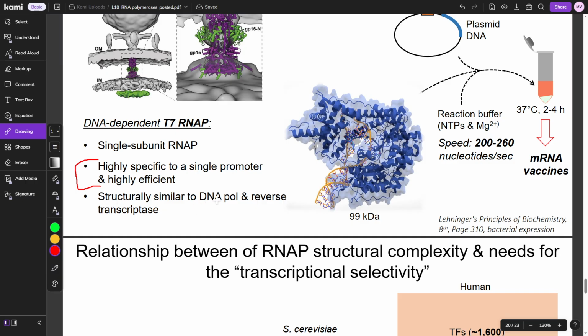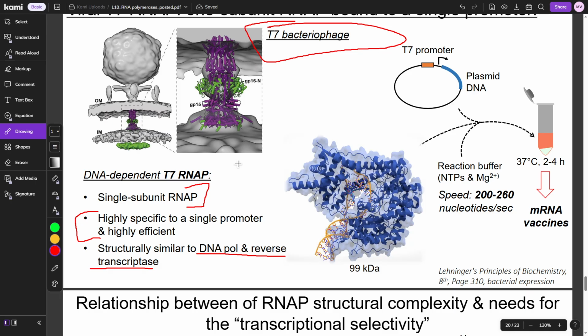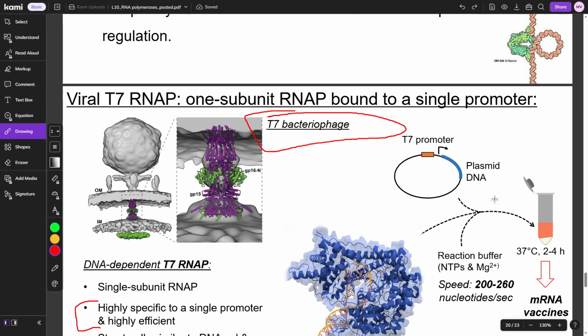It's structurally similar to DNA polymerase and reverse transcriptase, and like I said before, it's single subunit. Other than that, it's very quick, right? It's helpful for making mRNA vaccines, right? Because mRNA vaccines are literally just you producing crap tons of RNA, right? And this thing produces RNA very quickly, right? And then it should make sense, right?